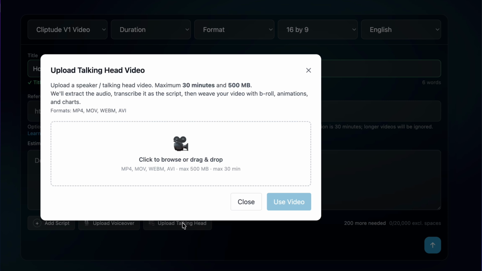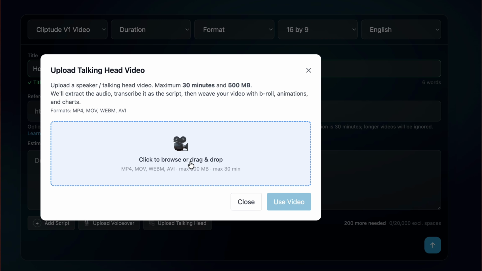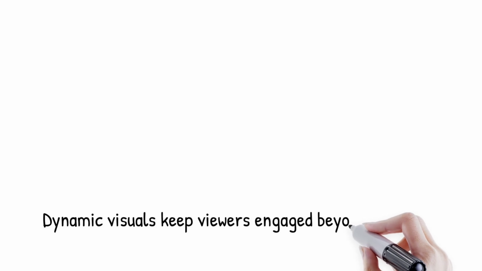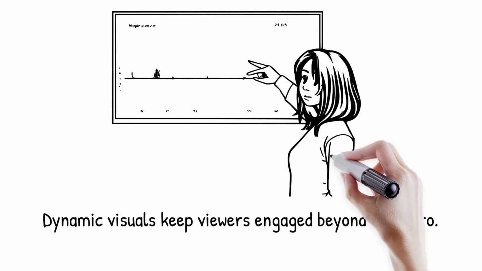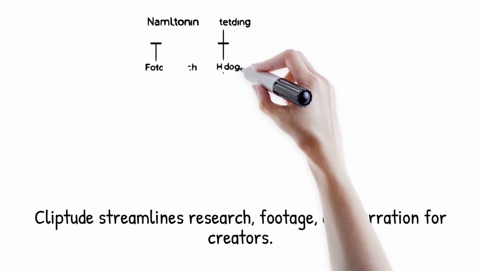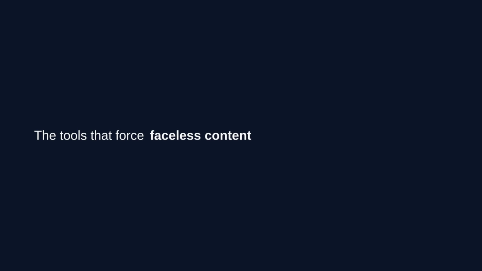If you want to go further and appear on camera, you can upload a talking head video of yourself speaking. The pipeline detects your face, extracts your speaking segments, and composites your clips onto a generated background. You get an on-camera documentary-style video that looks produced. I personally think this is where Cliptude has the clearest edge for anyone serious about building a channel with a real identity attached to it. The tools that force faceless content on you are limiting your ceiling.